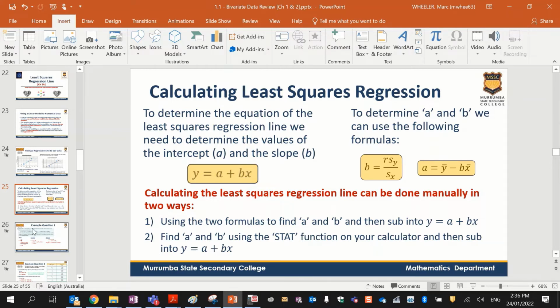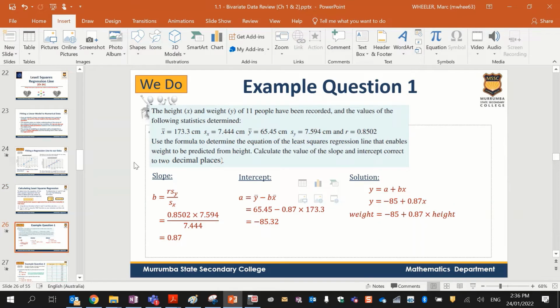Okay, so let's look at example 1. You should probably do the working out of this question in your book as well. The height x and the weight y of 11 people have been recorded and the values are determined.